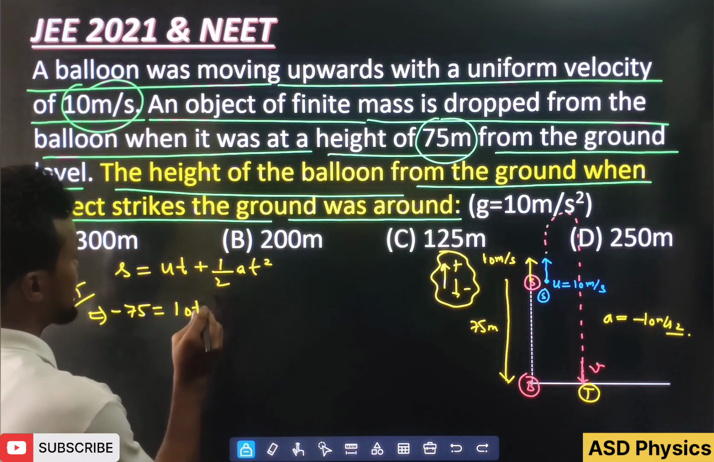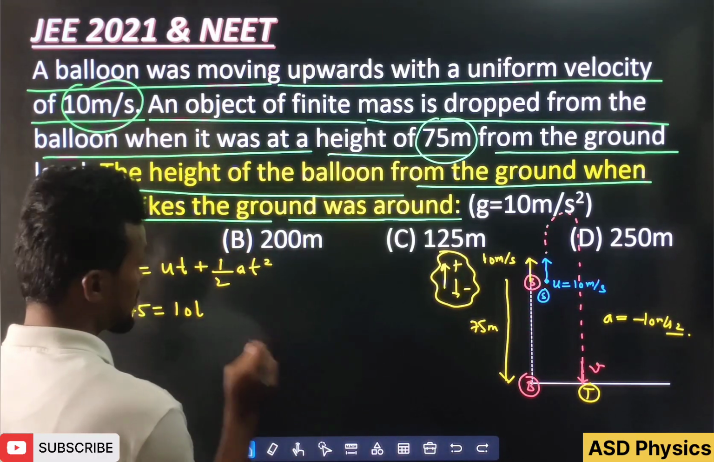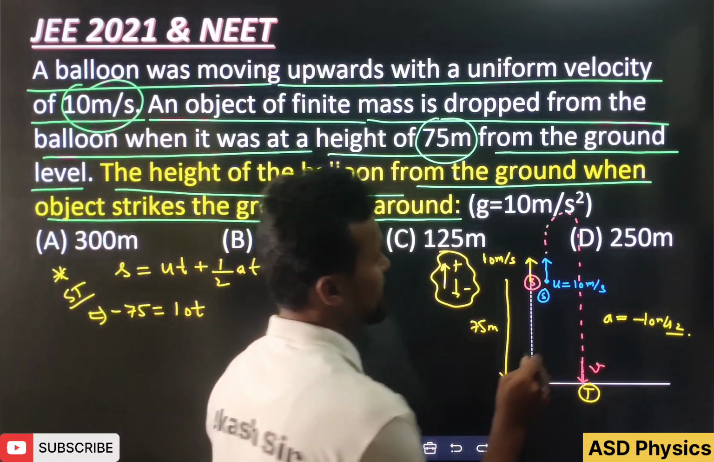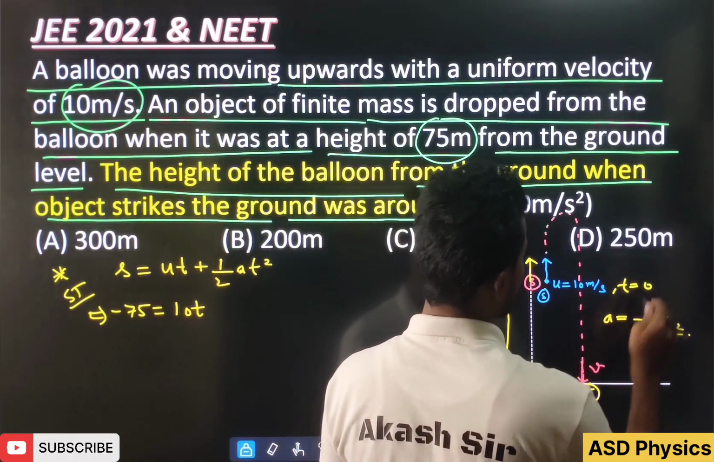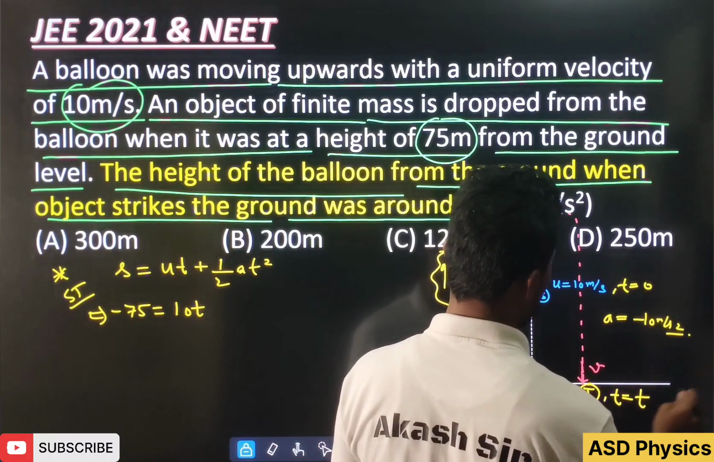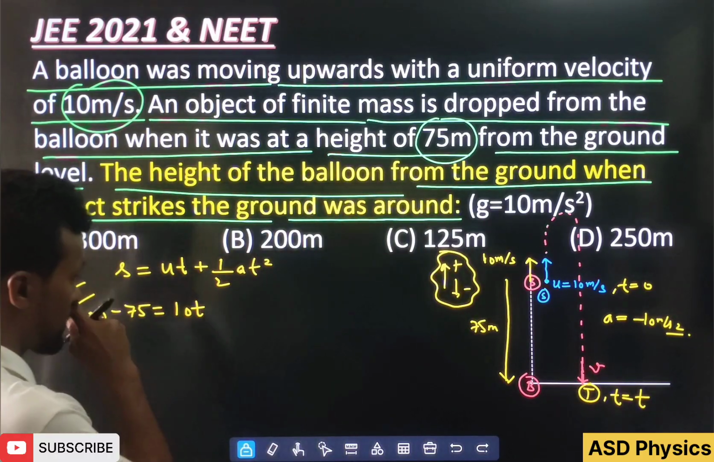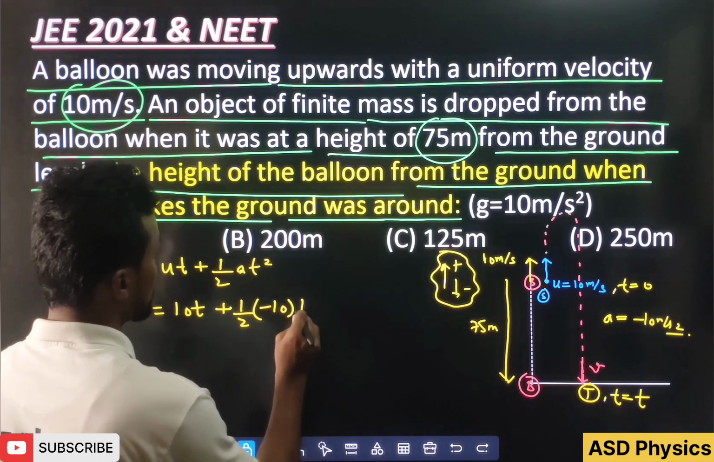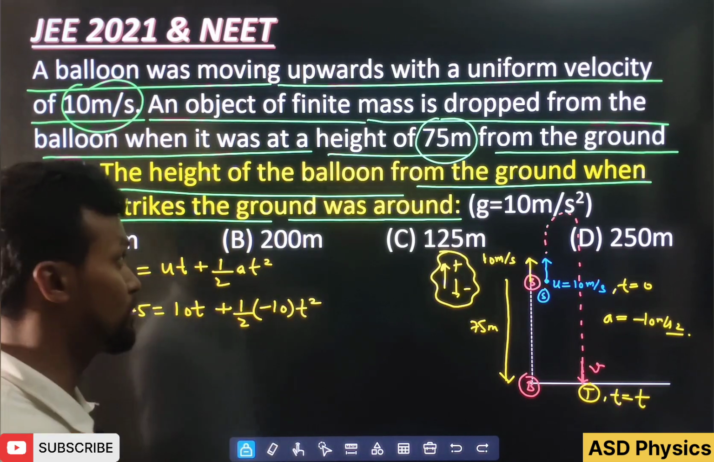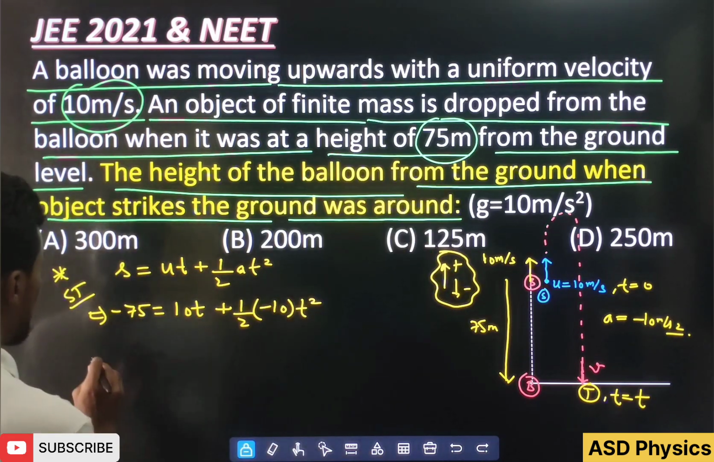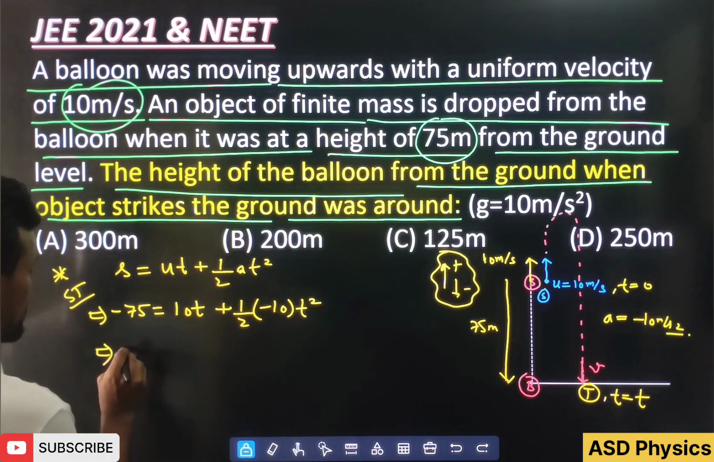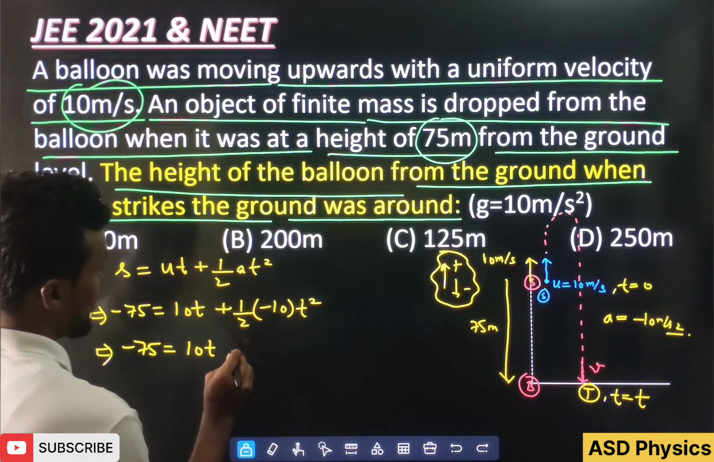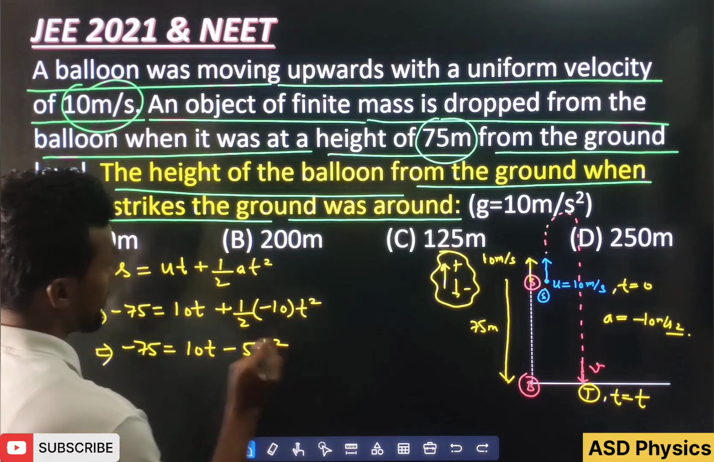Plus 10, so 10t. And this is the time of flight, the time taken, let's take t. Here time is t equal to 0, and here time is t equal to t. So 10t plus 1 by 2 into minus 10 into t square. We need this time, then only we can use it further. So minus 75 is equal to 10t minus 5t square.